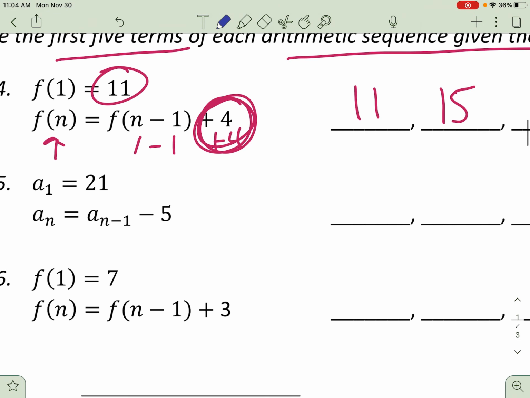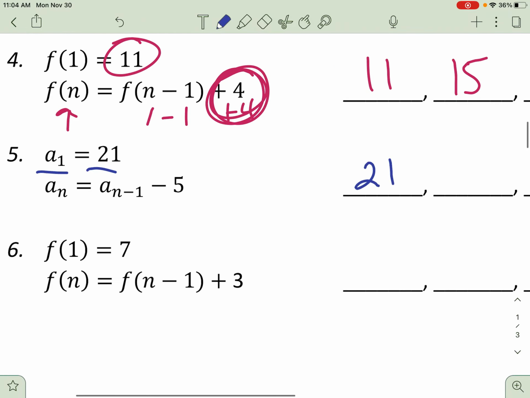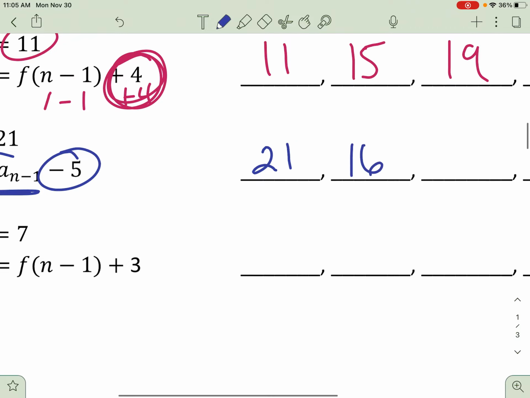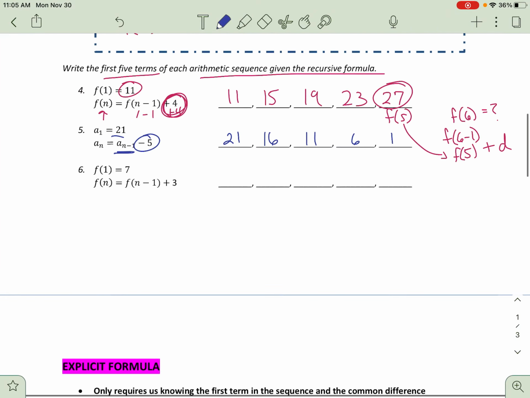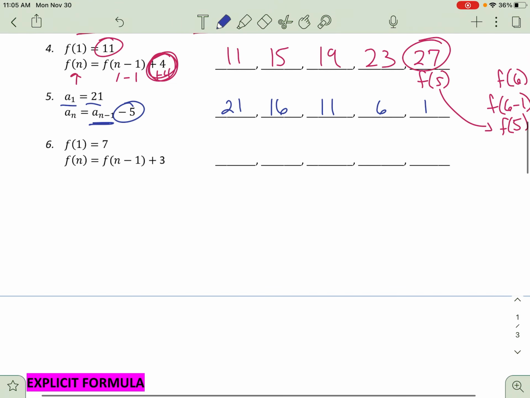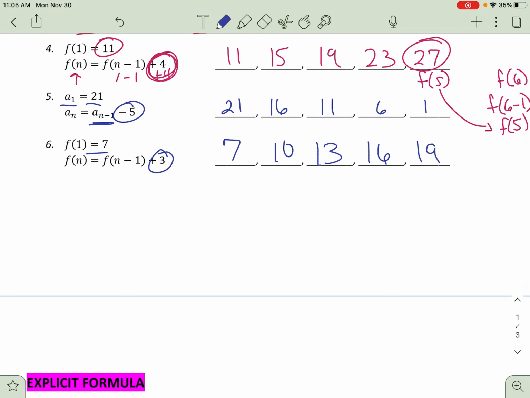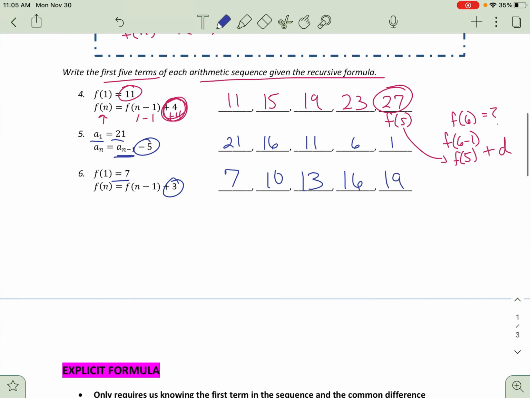Okay, so same way here. What's our first value? It's 21. And what's our common difference? Take the term, add the common difference, which is -5. So you're going down 5. Okay, same thing here. First term is 7, and we're adding 3. Okay, pretty self-explanatory there. All right, so that's recursive.